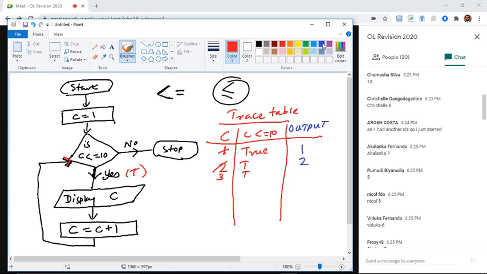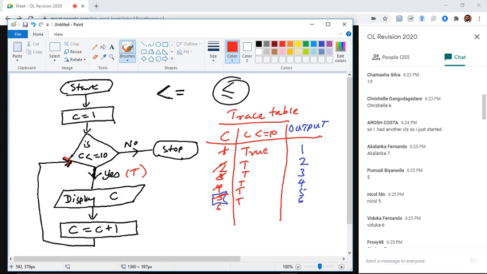Then it will display 3. Now this will be 4. Condition satisfied. So you are displaying 4. Then again this will increase by 1. 4 plus 1, 5. Is the condition satisfied? Yes, true. So it will output 5. Display C, C is 5. Now again increasing by 1, so this will be 6. Satisfied? Yes. It will display the value 6.